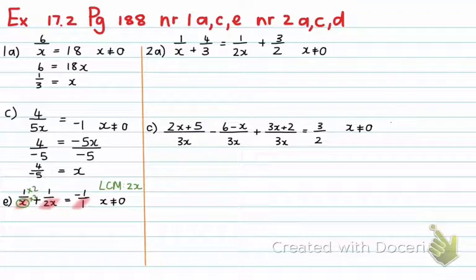And then 1 times 2 is 2. I can just throw away the denominator now. Okay? The next denominator is already the same as the LCM, so I don't have to multiply it with anything. So I just keep the top part as it is. It's 1. Keep the equal sign.